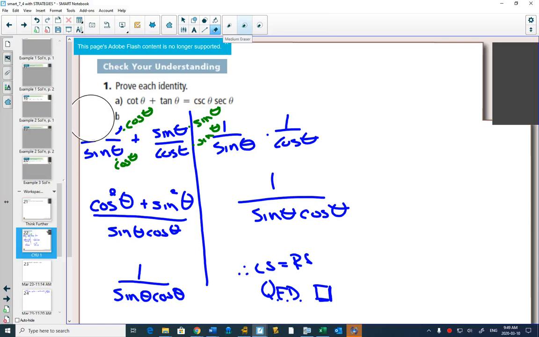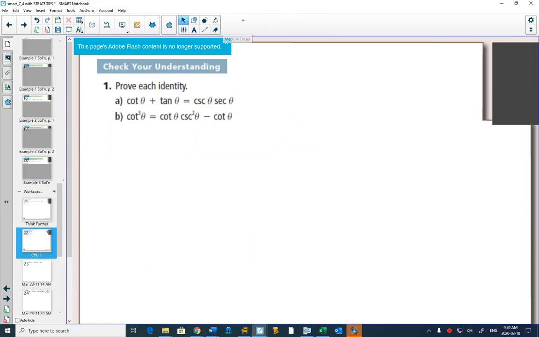Okay, I'm going to erase this one. We're going to go to B. Oh, B is scary already because B has a cotangent cubed. It also has a cosecant squared and cotangents on the other side as well. In this situation, if you change things to sine and cos, the proof is going to be long, especially with dealing with something cubed. This would be a situation where taking the 10 seconds to look at both sides and recognizing there's a relationship between cotangent and cosecant, that it might be good to use that identity.